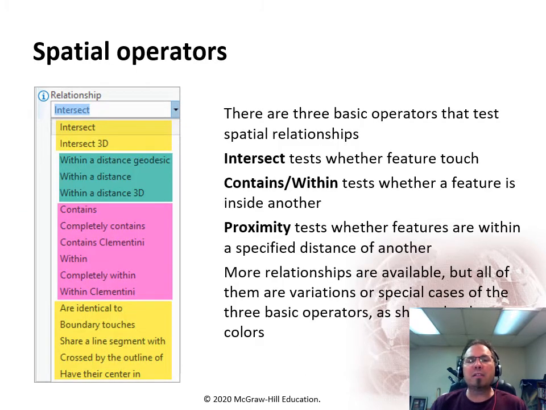So we do this using what are called spatial operators. There's three basic types. There's the intersect, the contain / within, and then proximity. Okay, so the intersect tests whether features touch. Are they coincidental to each other? Do the faults cross this particular geometry? Do the rivers intersect counties? So they have to sort of touch each other in some way. Okay, and parcels within a floodplain.